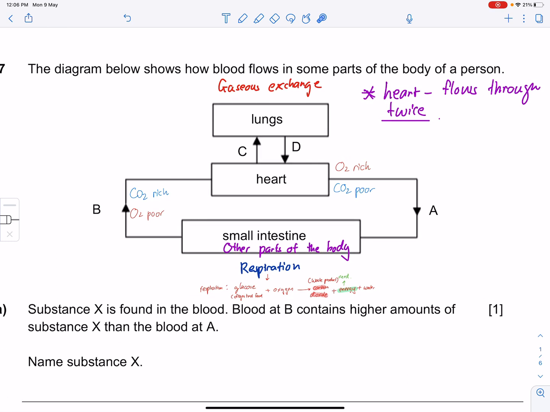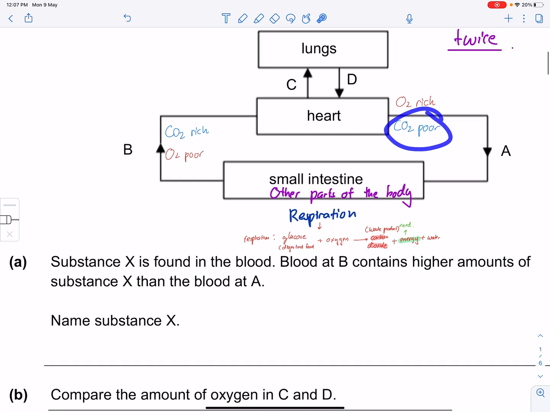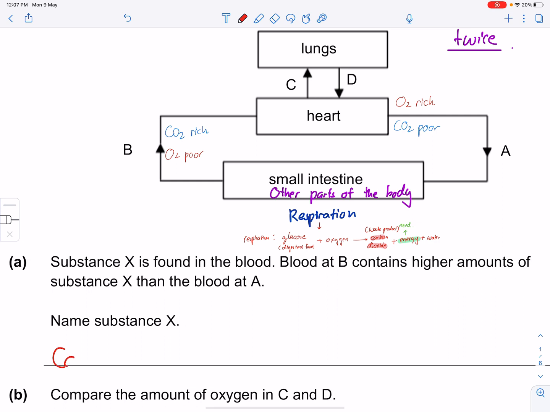Okay? So the question asks, substance X is found in the blood. Blood at B contains higher amounts of substance X than A. So like just now I have explained to you, what is B rich in? B is rich in carbon dioxide, whereas A is poor in carbon dioxide. So substance X has to be carbon dioxide. Please spell out the gas in full. You're not allowed to use the chemical symbols.